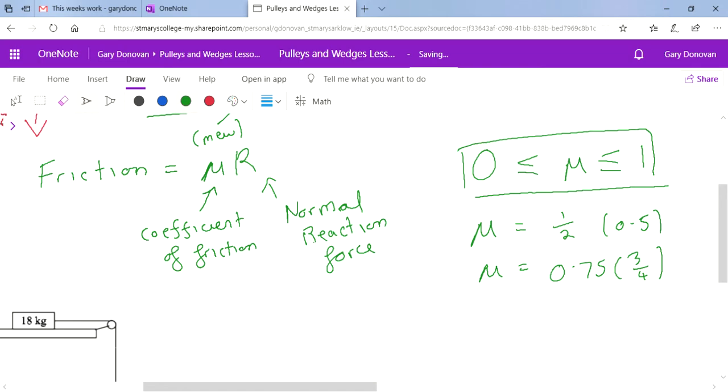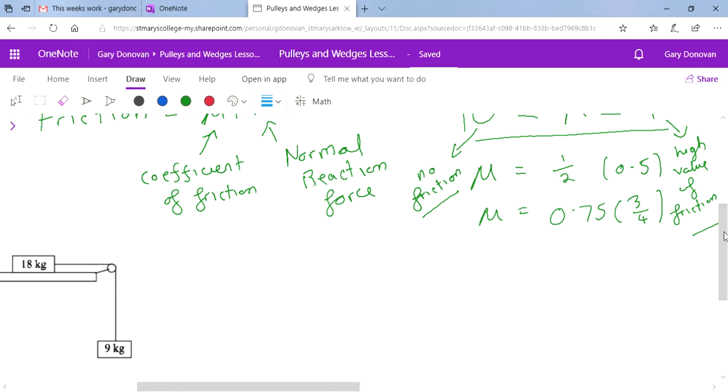And 1 is a very high value of friction, and 0 is basically no friction. So the higher the value of mu, the greater the friction force. The last thing about mu is it has no units. It's a coefficient, so it has no units.